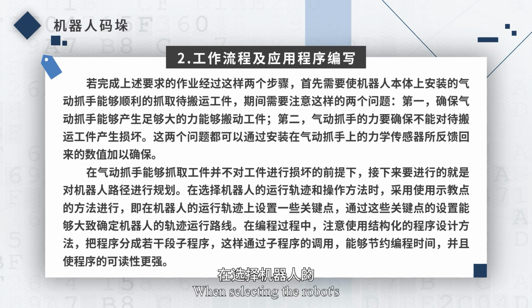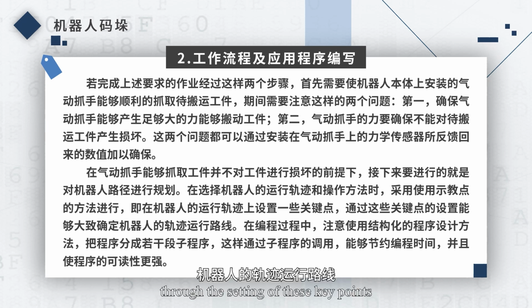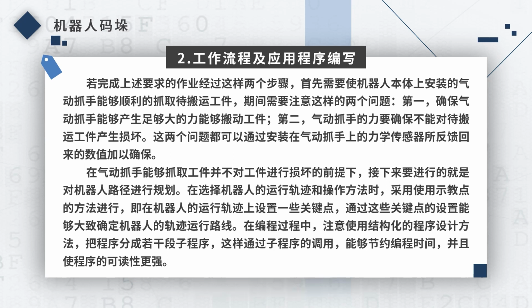When selecting the robot trajectory and operation method, the method of using demonstration points is adopted. Some key points are set on the robot's trajectory, and the robot's trajectory can be roughly determined through the setting of these key points. In the programming process, a structured program design method is used to divide the program into several subroutines. This saves programming time and makes program reading faster.